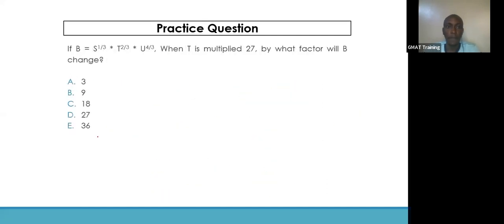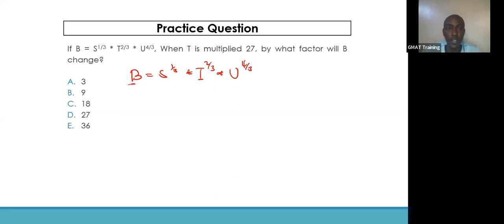Okay. Here's our final question. We have B equals S to the power 3 times T to the power 2/3 times U to the power 4/3. Now we're dealing with a number theory concept. When T is multiplied by 27, by what factor will B change? We have B as the subject of the formula.